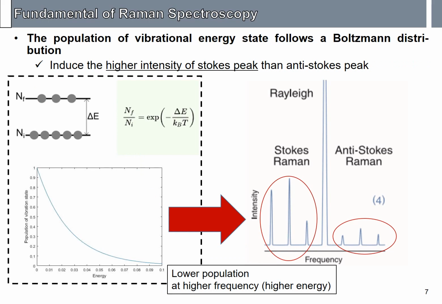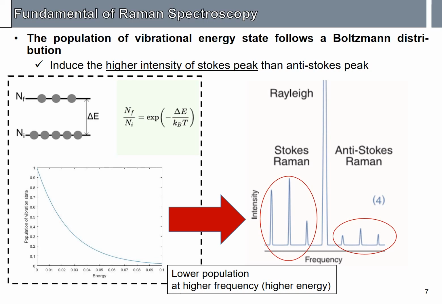Again, the left figure is the Boltzmann distribution, so please see the right figure. Previously, we said the higher energy vibration state has a lower chance to interact with the light because of the lower population. So it is connected to the intensity of the Raman peak.